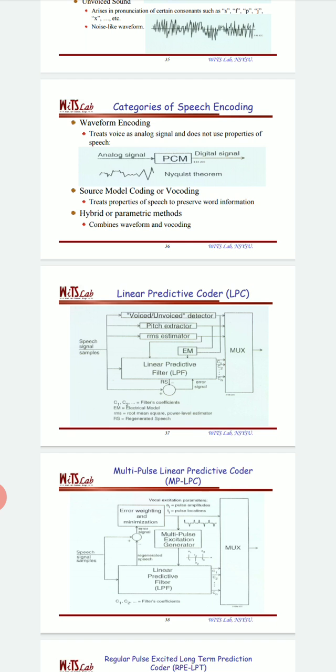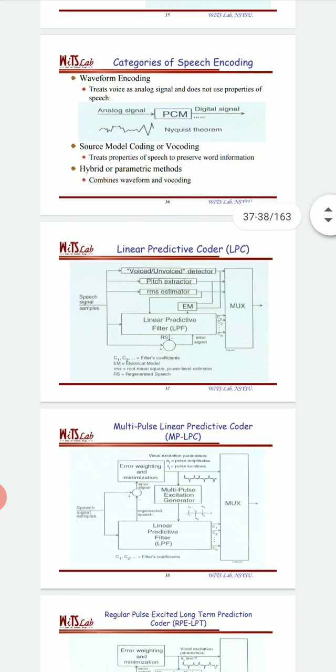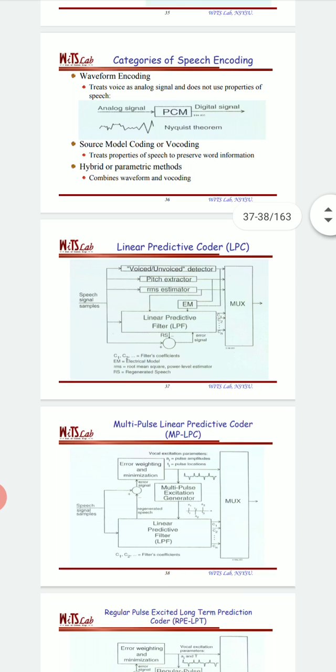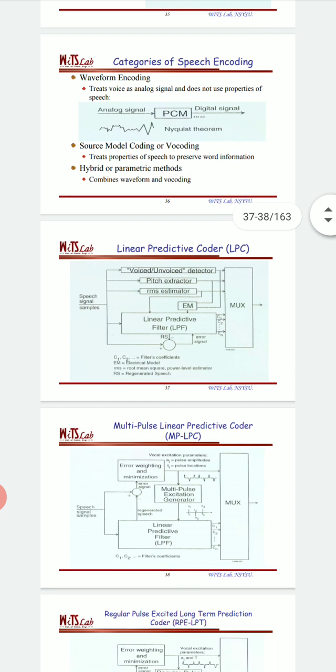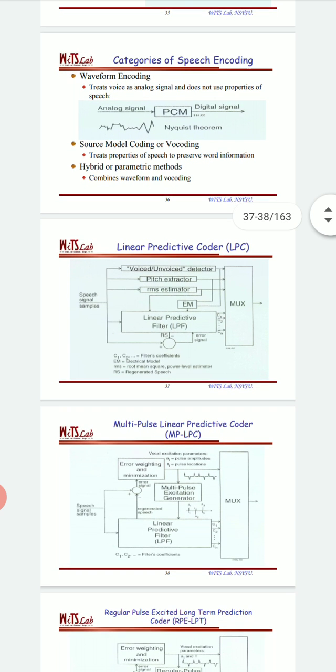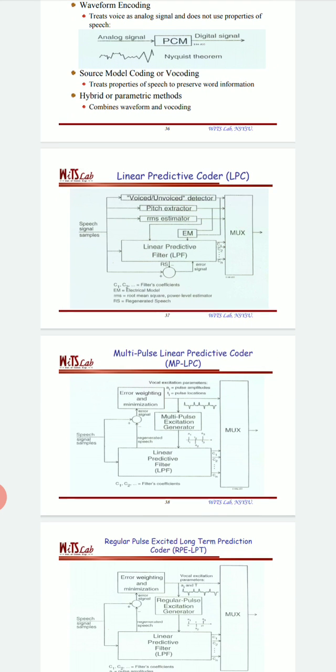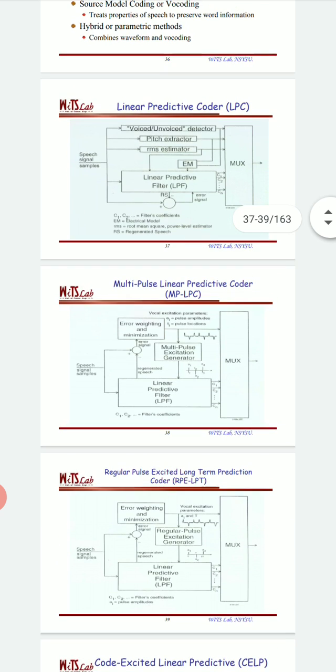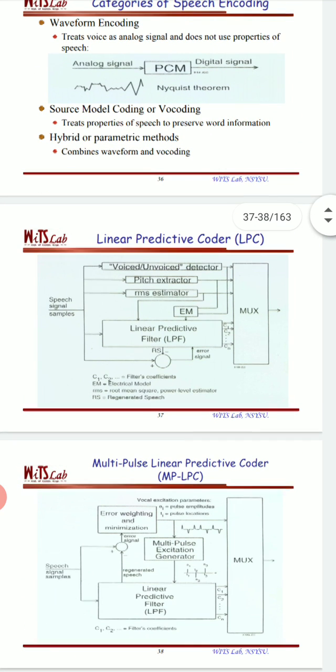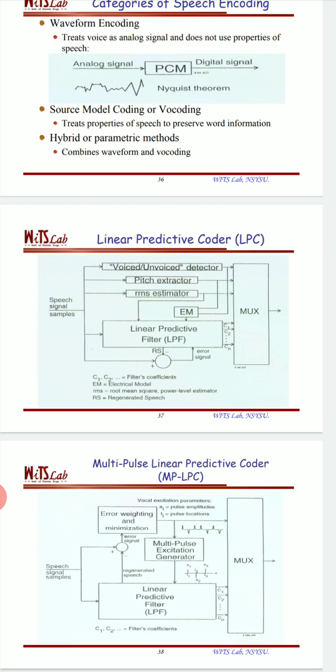We can take that digital signal and apply source model coding, which treats the properties of speech to preserve our information. It means we are not supposed to lose information, but we are supposed to reduce the bit rate. So we can combine waveform coding and source model coding in linear predictive coding. You can see the block diagram for the linear predictive coder.